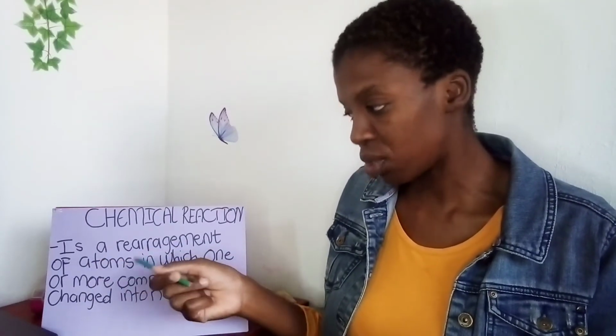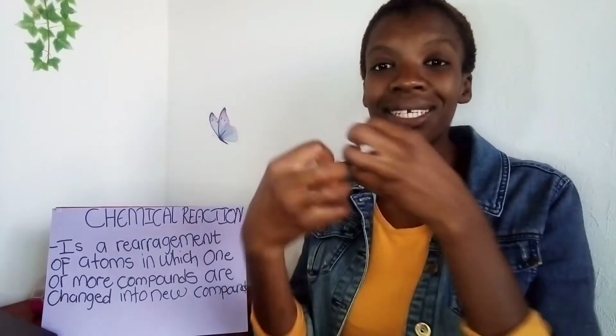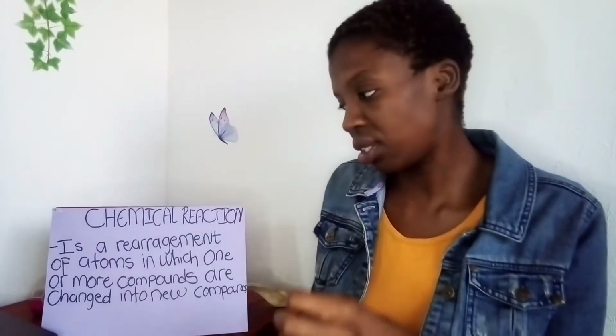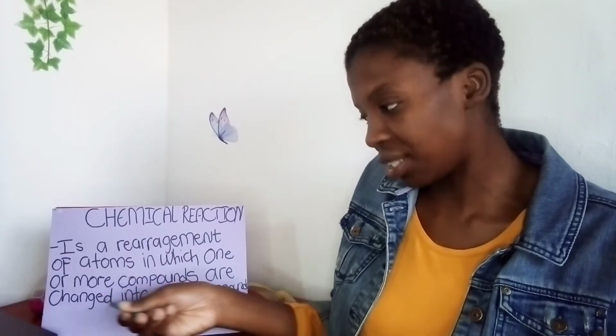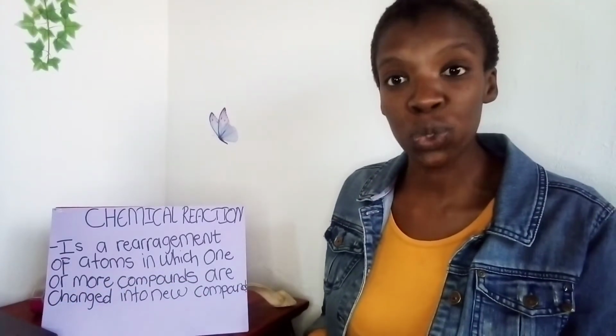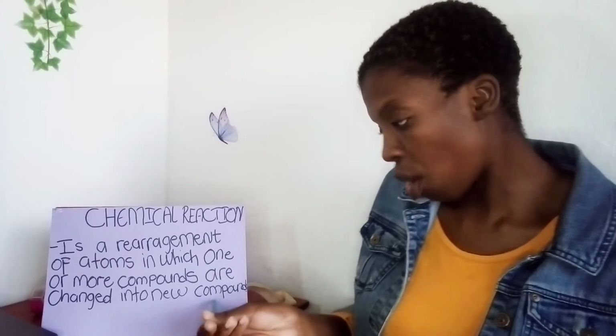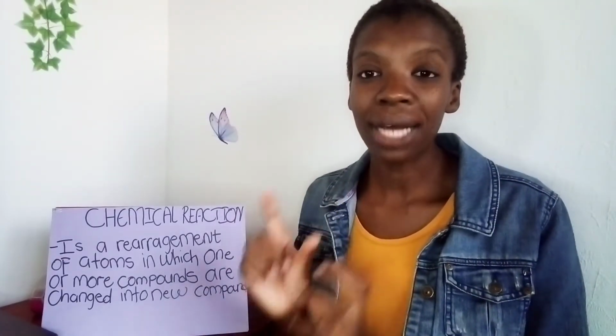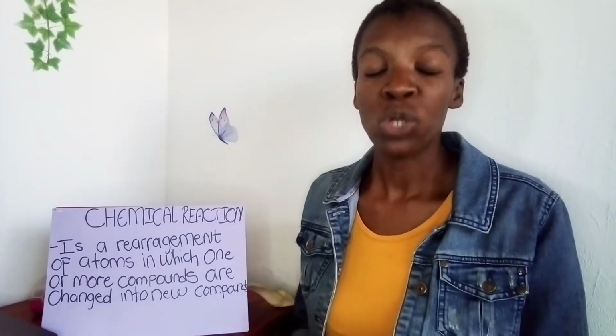So it is the rearrangement of what? Of atoms. So the atoms are being rearranged and changed into a new compound. To understand this, we're going to do just one quick small experiment to see what a chemical reaction is.